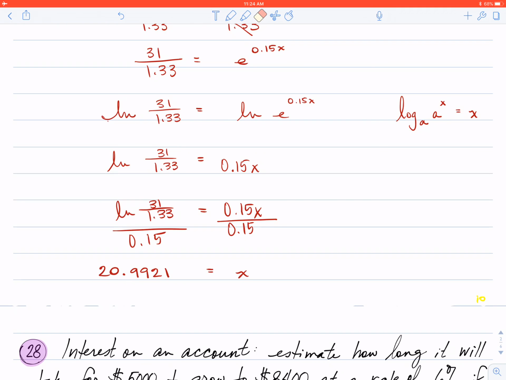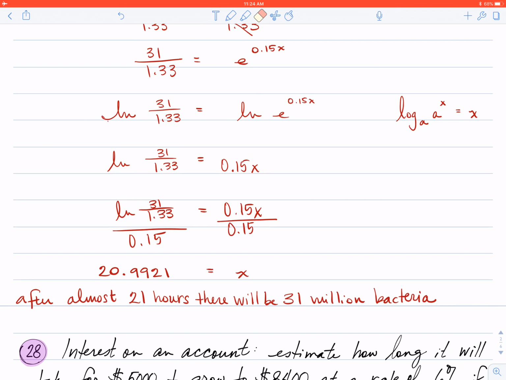Don't forget about the fact that you need to have a label on that. The question was asking about when will there be 31 million bacteria. After almost 21 hours, there will be 31 million bacteria. In this case, it was 20.99 hours.